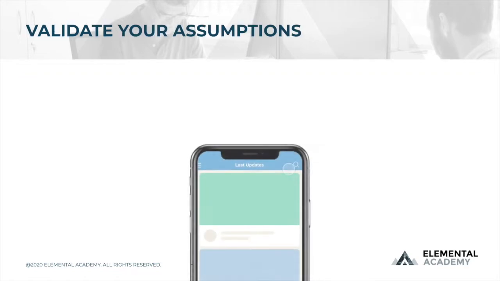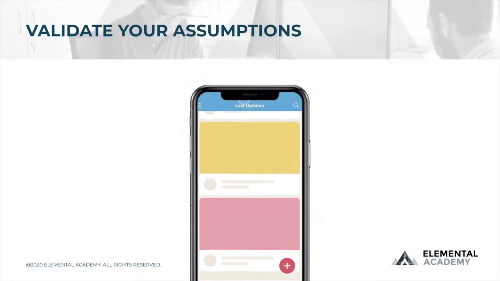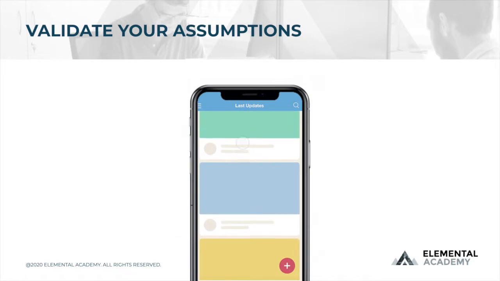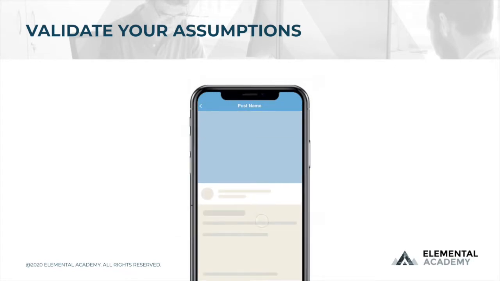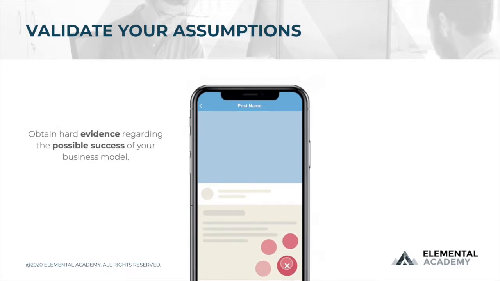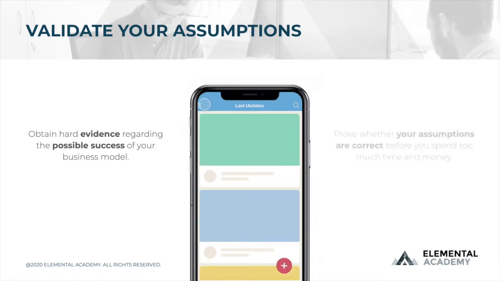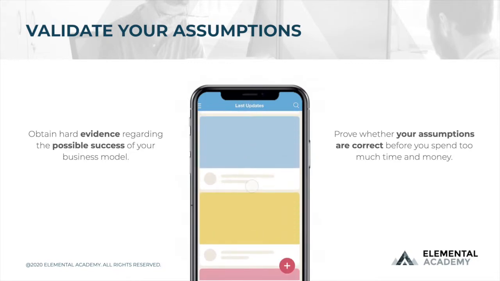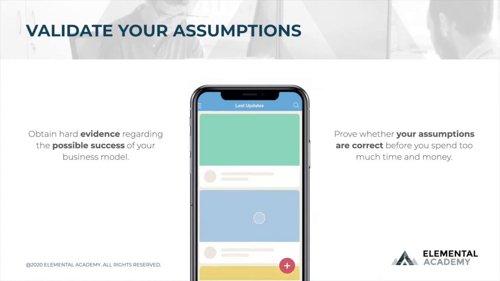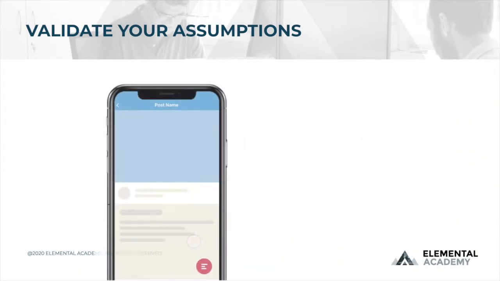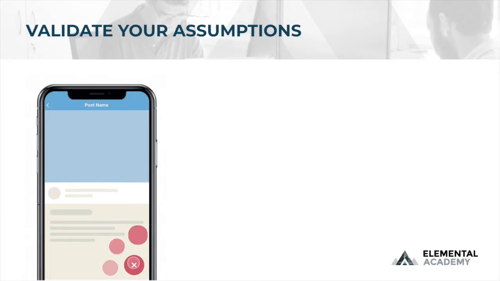Once your MVP is ready, it's time to do customer development to test your assumptions. During this customer development or customer validation phase, your goal is to obtain hard evidence regarding the possible success of your business model. You really need to take the time to find out whether your assumptions are correct before you spend any more time and money on marketing and building the product. There are 3 types of assumptions you need to test.